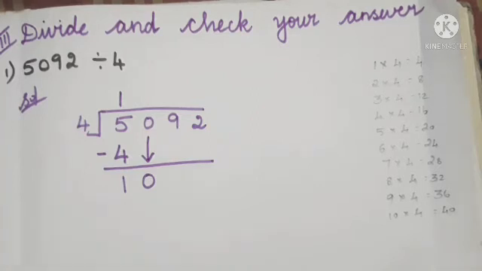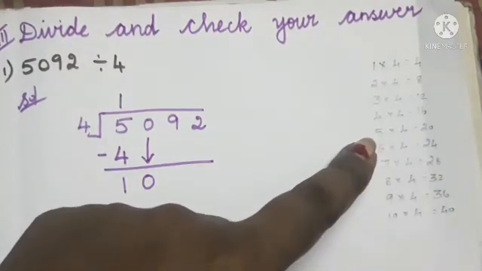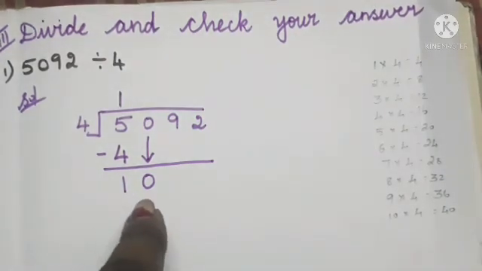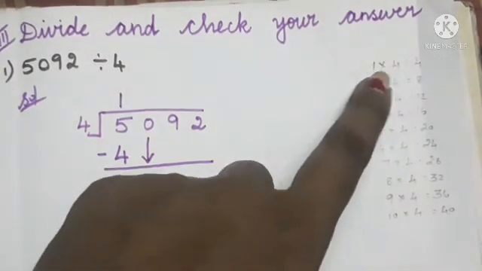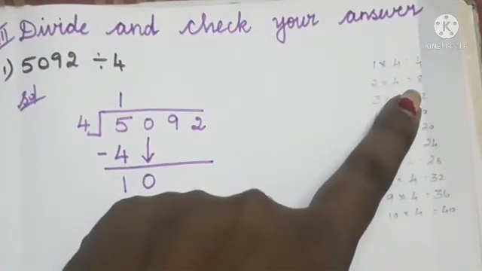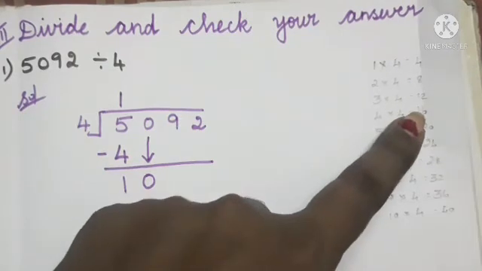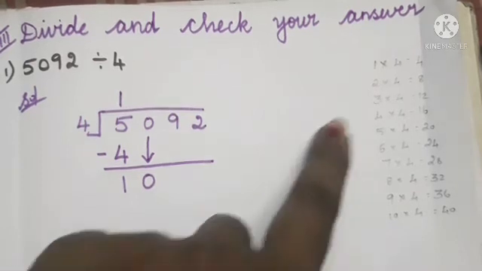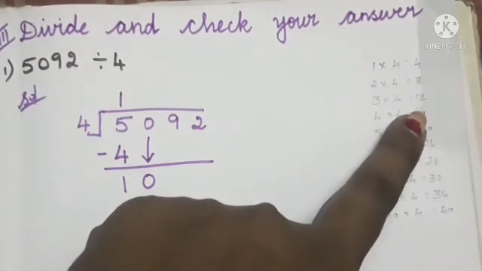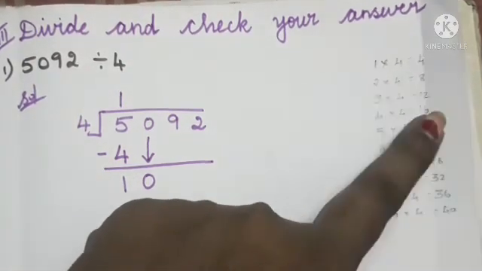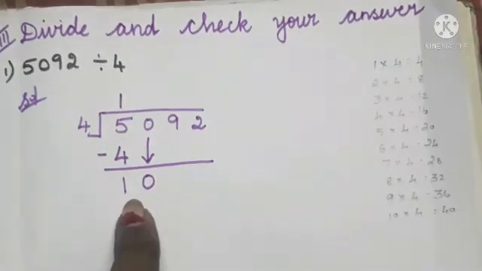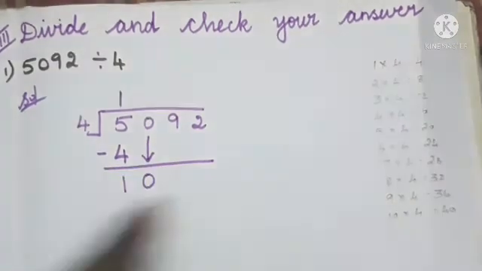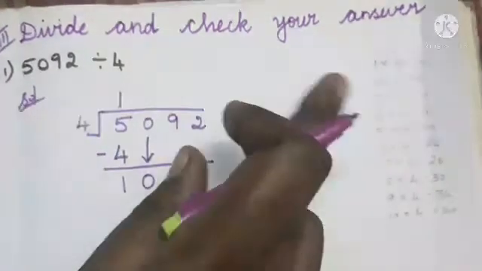Next we have to check it in the fourth table. Do we have 10, or do we have to take the nearest lesser number than 10? Here 1 4 is 4, 2 4s are 8, then 3 4s are 12. If you take 12, it will be greater than 10, so it's not possible to take 3 4s are 12. So we have to take 2 4s are 8. Understood? Because 10 is less than 12, we stop at 2 4s are 8.